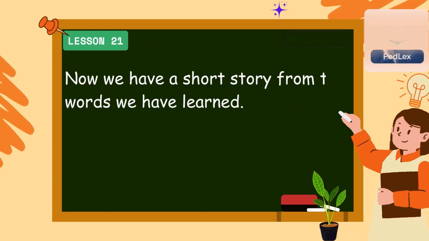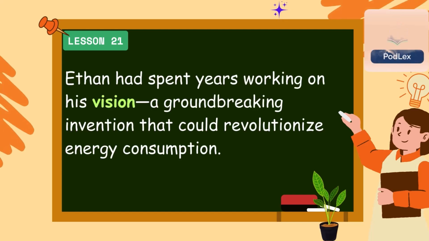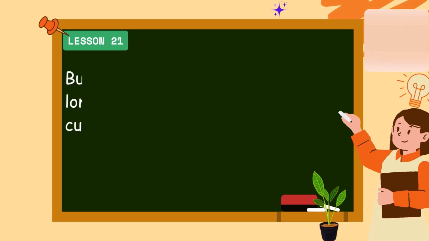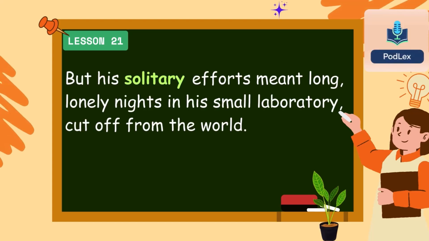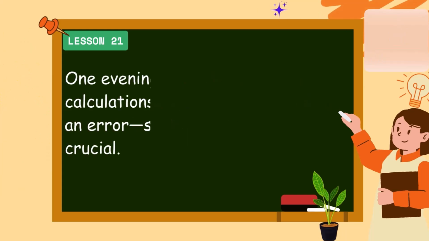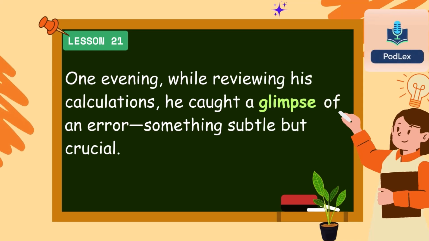Now, we have a short story from the words we have learned. Ethan had spent years working on his vision, a groundbreaking invention that could revolutionize energy consumption. But his solitary efforts meant long, lonely nights in his small laboratory, cut off from the world. One evening, while reviewing his calculations, he caught a glimpse of an error, something subtle but crucial.